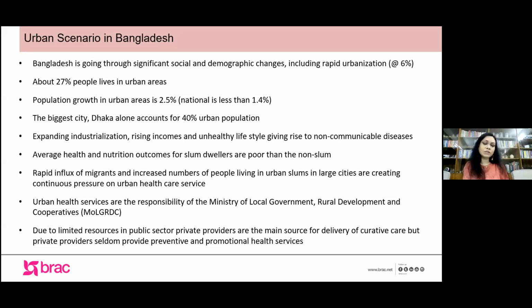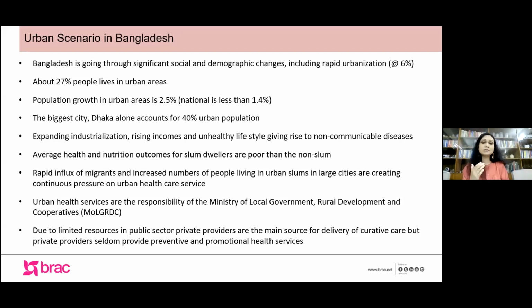As I told before, the rapid influx of rural population into the urban areas is creating pressure on the health system, which is not ready to cater to this extra population accumulating in the urban settlements, especially in slums and floating everywhere. In urban areas, the Ministry of Local Government, Rural Development, and Cooperatives is responsible for providing primary healthcare services. In contrast, in rural areas, primary, secondary, and tertiary, all three layers of services are provided by the Ministry of Health and Family Welfare.